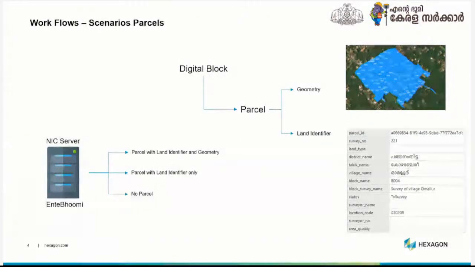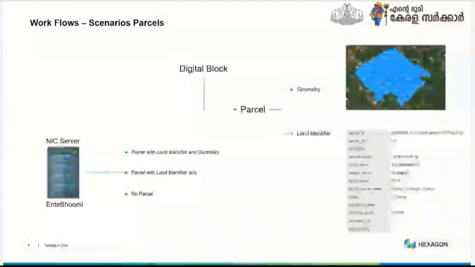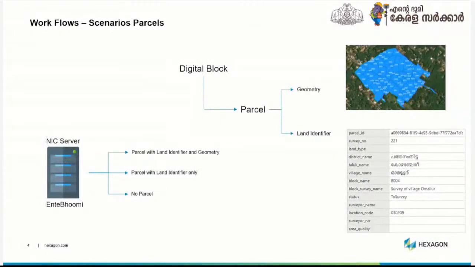But it will also have something called a land identifier. The land identifier is the survey number, which district it belongs to, and so on. Whether it is assigned to a particular survey name, number, and there will also be some status and everything that we will have to work on. There is one row, what I said as status, 'to survey'. This is an important field that is binding the whole workflow. Anything that comes from the Ente Bhoomi application will by default come as 'to survey'.